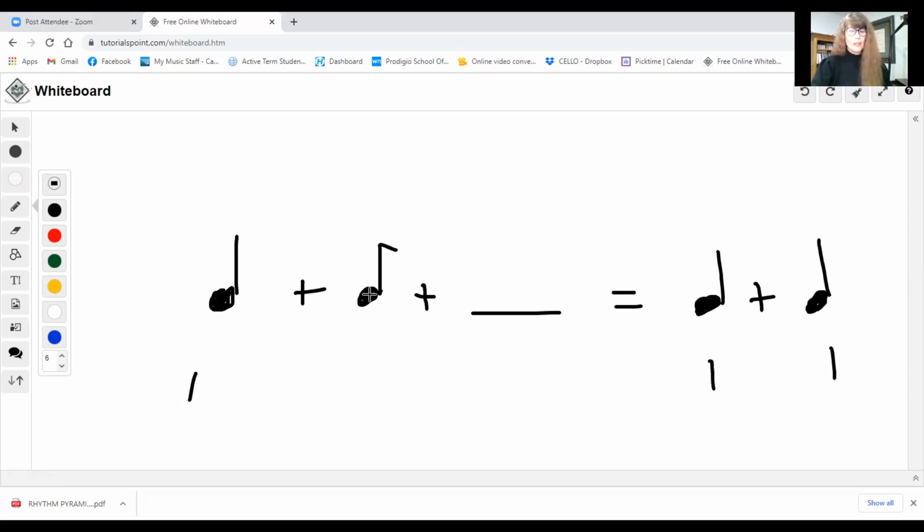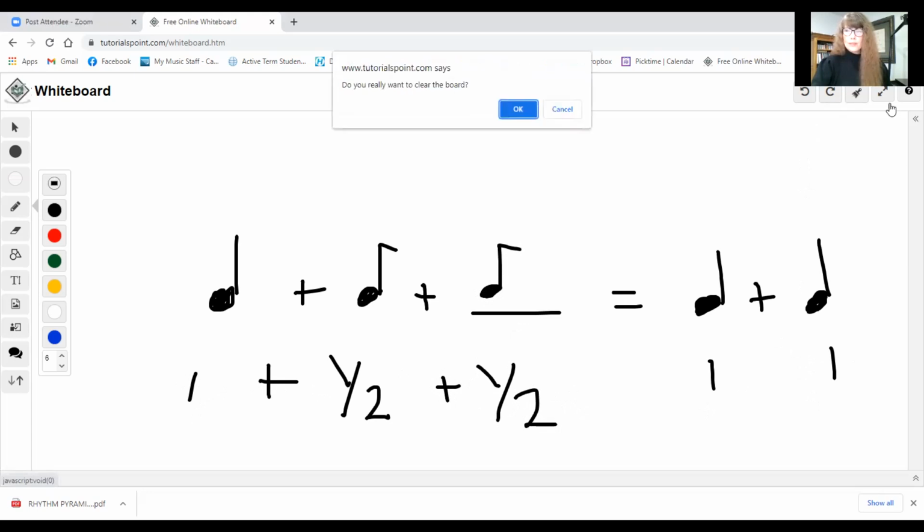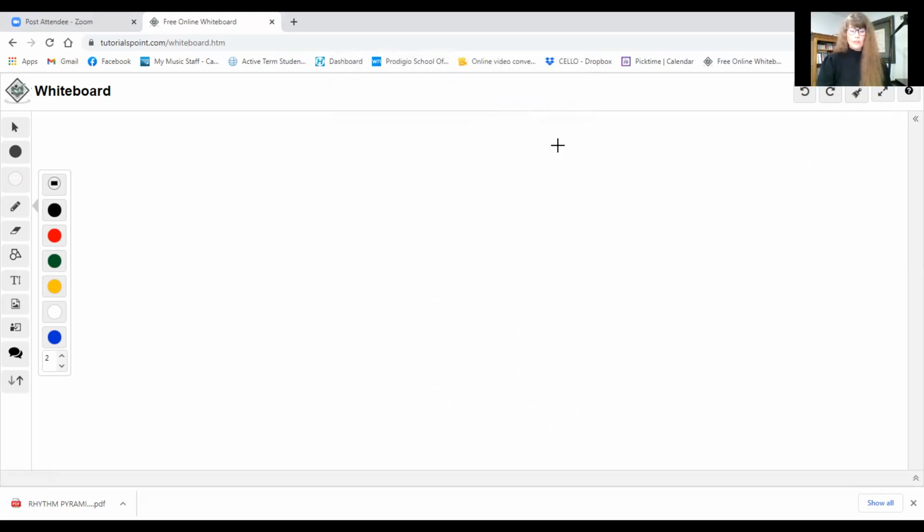This eighth note is half a beat. So we've got 1 plus a half, but we need it to equal 2 full beats. So I'm going to add another eighth note, which is worth a half beat. And my equation is now balanced. I have 2 beats on this side and 2 beats on the opposite side. So those are some samples that you're going to have to write, some equations we call them.